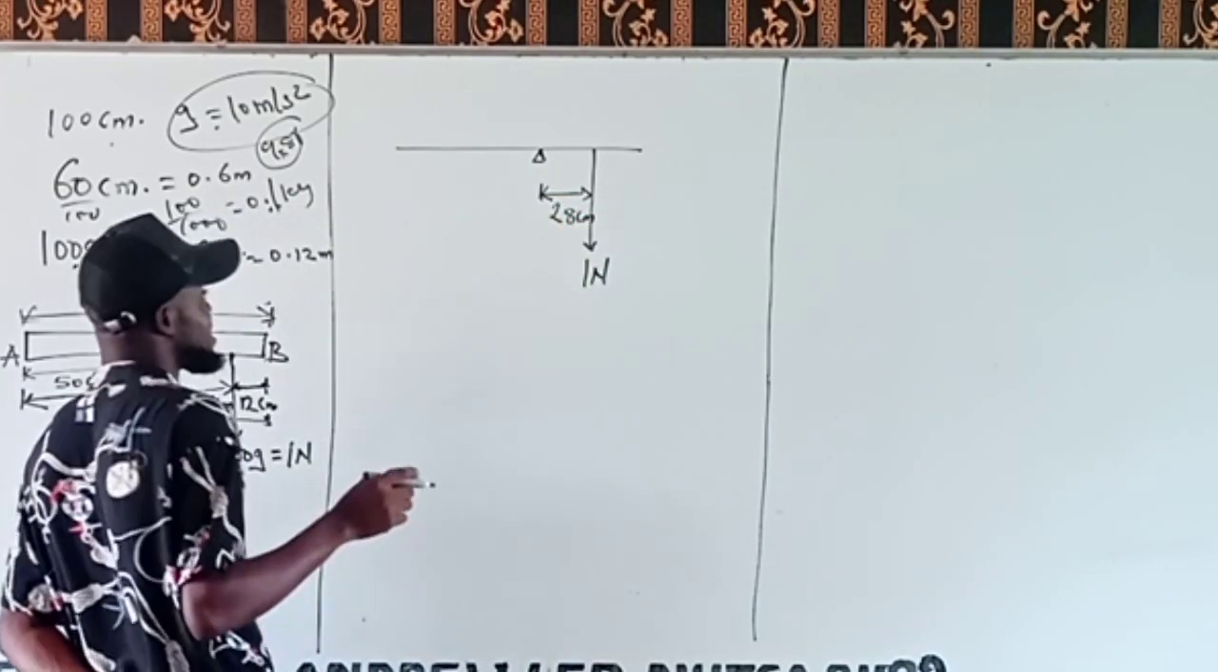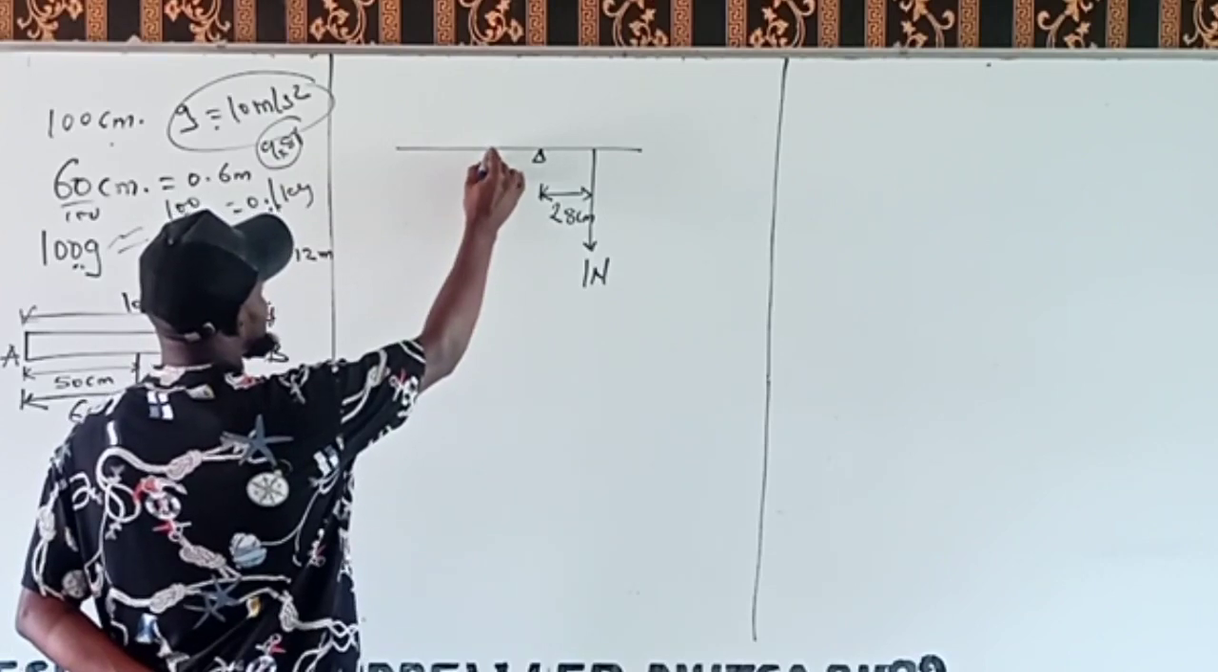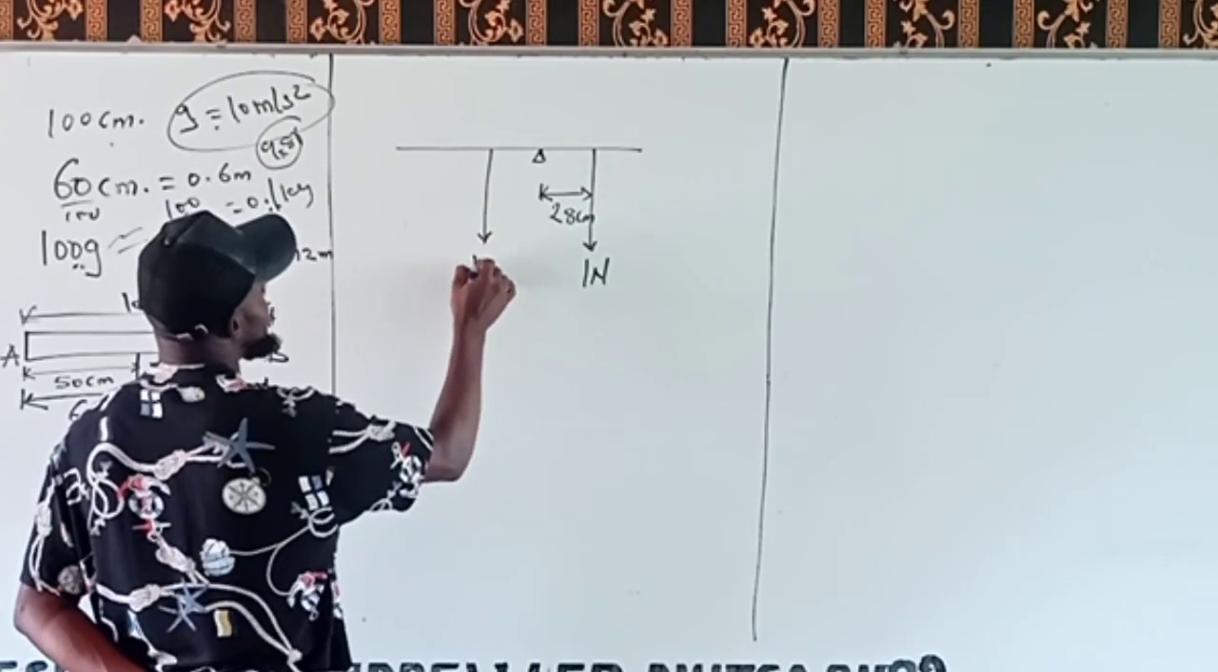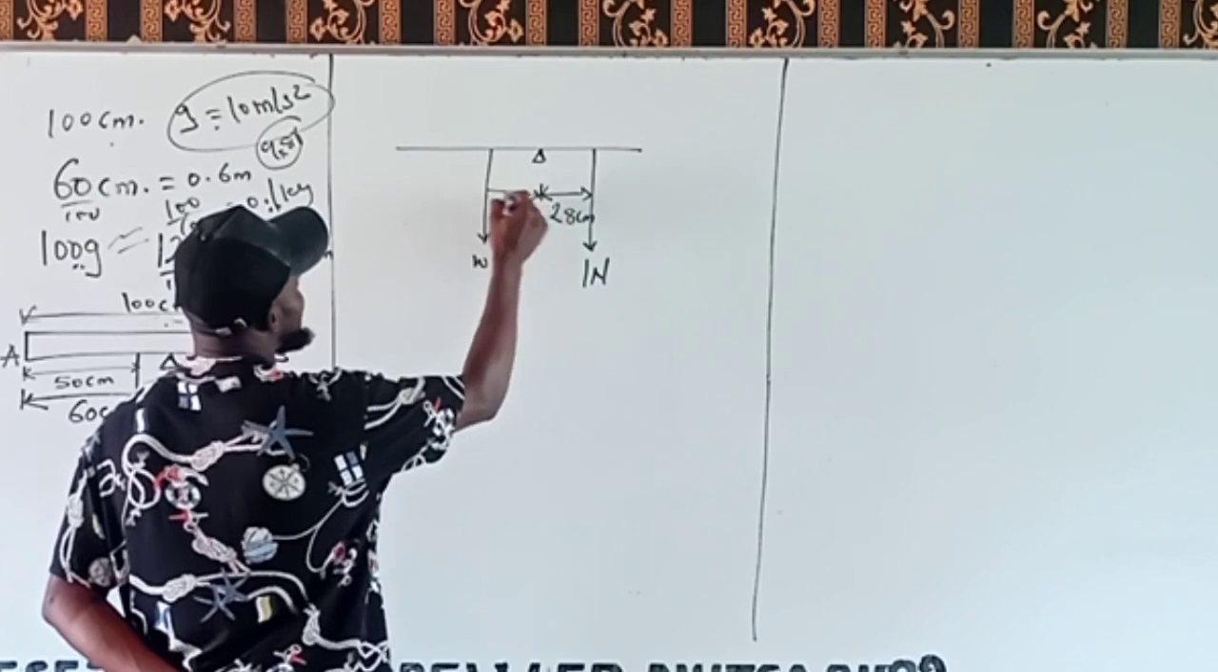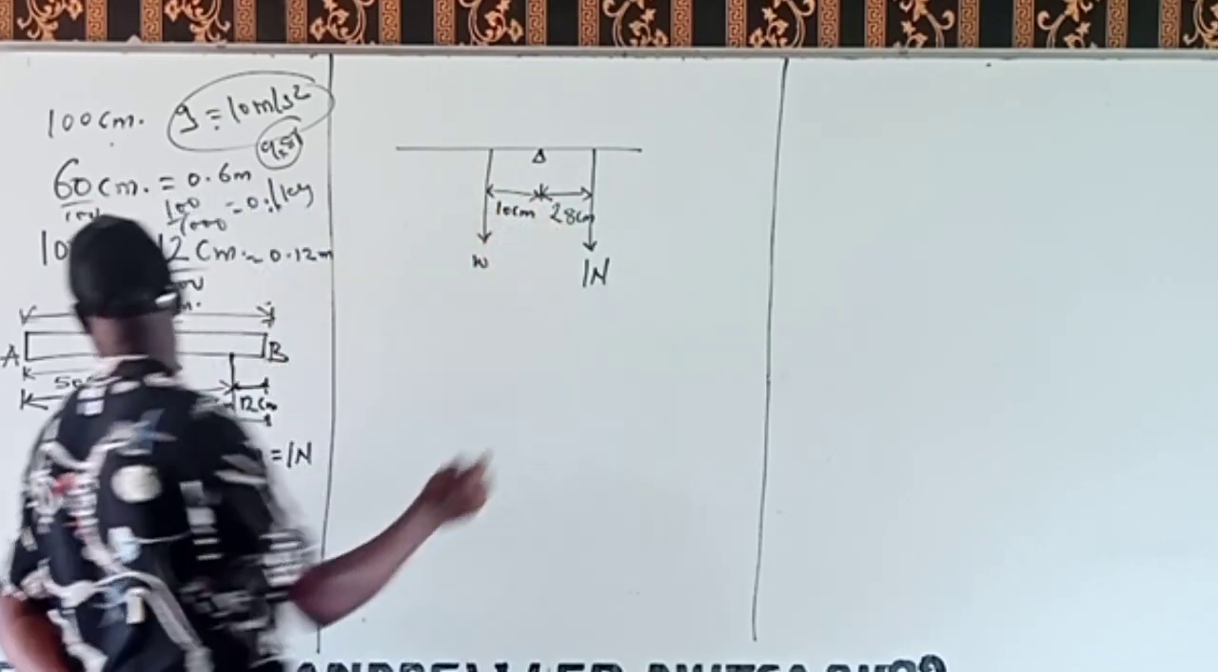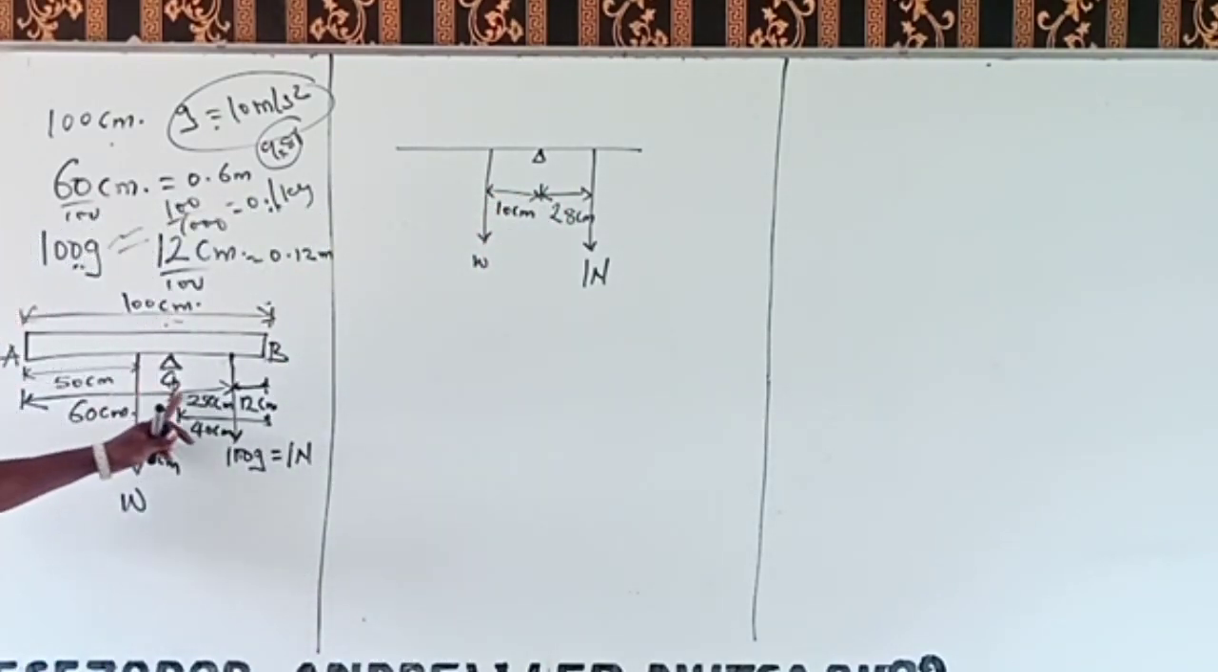So, how can we convert 28 cm to meters? Then, we have the weight of the meter rule here, which is W. I will say from here to here is 10 cm. I don't know if you can get that. From here to here is 10 cm. Remember, 60 minus 50 is 10.